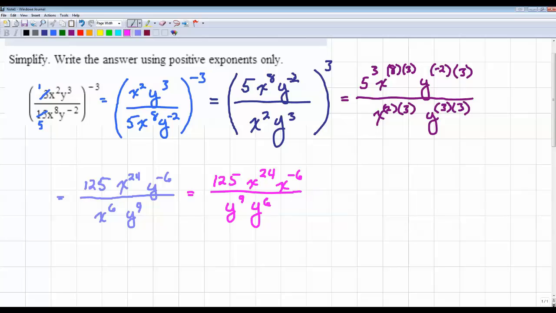And then I'm going to add the exponents on any like bases. So I end up with 125 x to the 24th times x to the negative 6, which is the same thing as x to the 24 minus 6, which is going to be x to the 18th power, all over y to the 9 plus 6 power, which is going to be y to the 15th power. And that is your final answer.